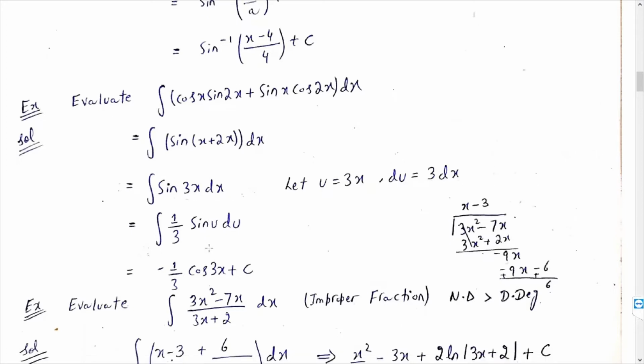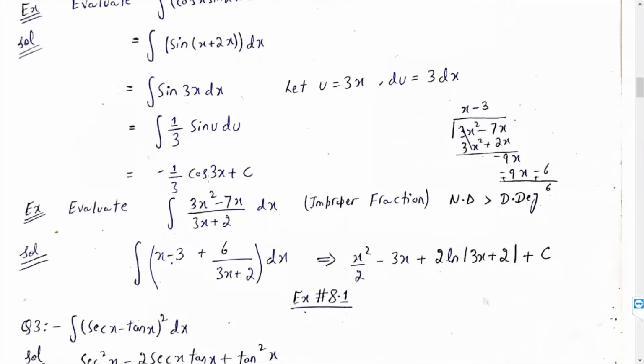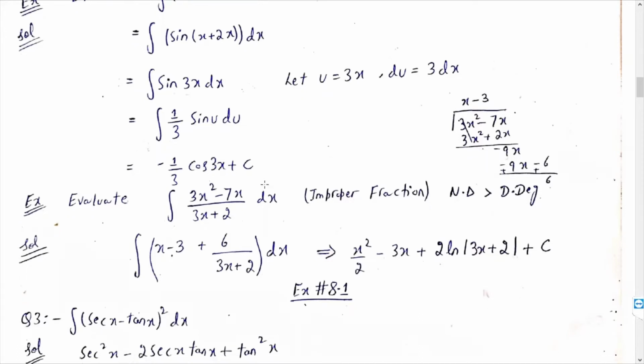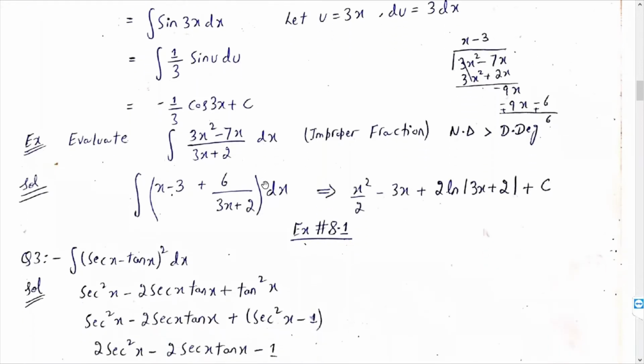Taking the integral of sine u, I get minus cos u, so the integral, doing back substitution, is minus 1 by 3 cos 3x plus c.